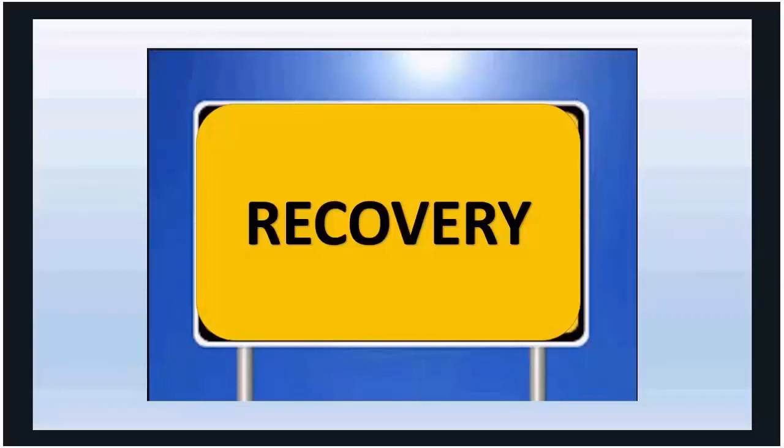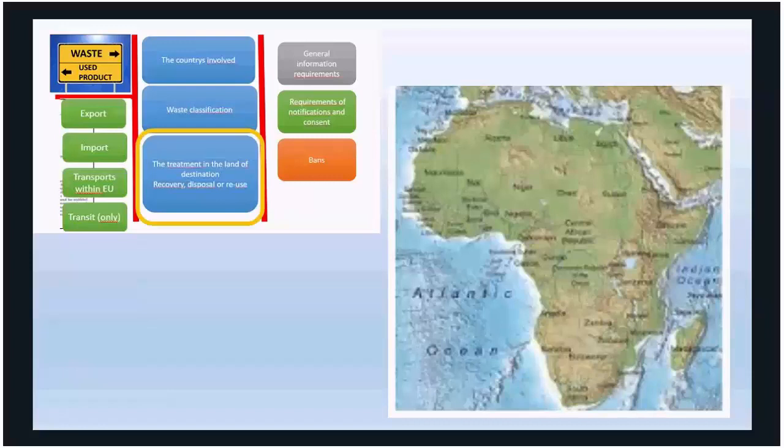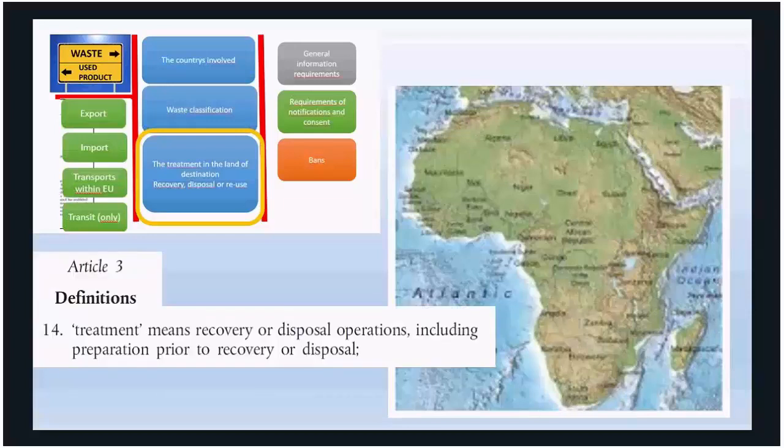We will now go further to the interpretation of the definition recovery. As mentioned above, one of the three circumstances you need to clarify to be able to find out which control procedure is relevant for a transport is what kind of treatment the waste will go through in the country of destination. A treatment procedure means, according to the definition in Article 3(14) in the Waste Directive from 2008, either recovery or disposal operations, including preparation prior to recovery or disposal.